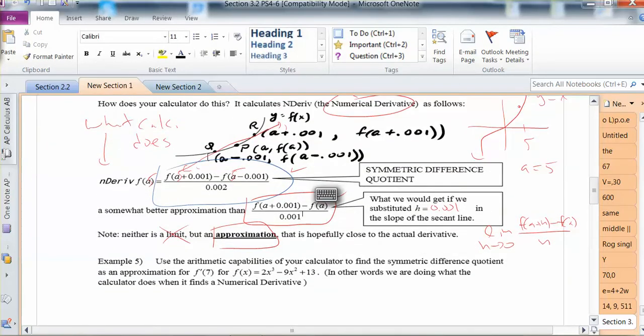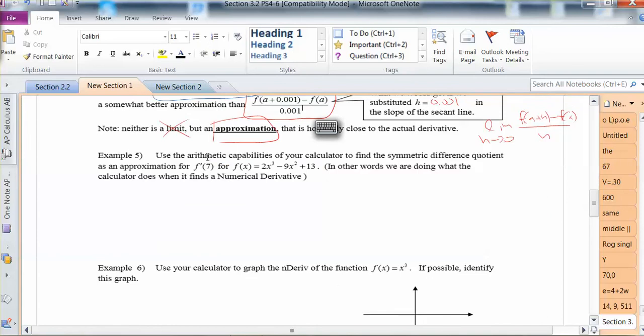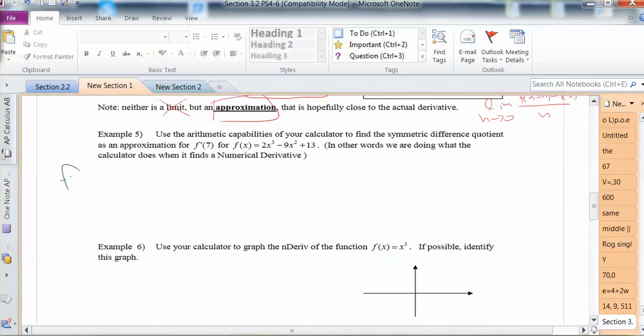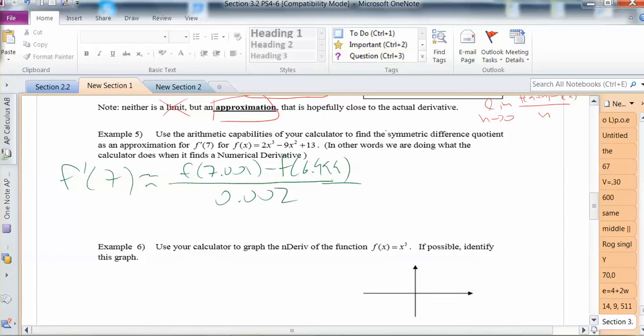And it's basically just going to be f of a plus 0.01 minus f of a minus 0.01 divided by 0.002. So what I'm going to do to find f prime of 7, and I'm going to put a little squiggly lines as an approximation, is I'm going to do f of 7.001 minus f of 6.999 over 0.002. Now you could plug in 7.001 into this function as well as 6.999, see what you get, subtract and divide by 0.002. There's your symmetric difference quotient.